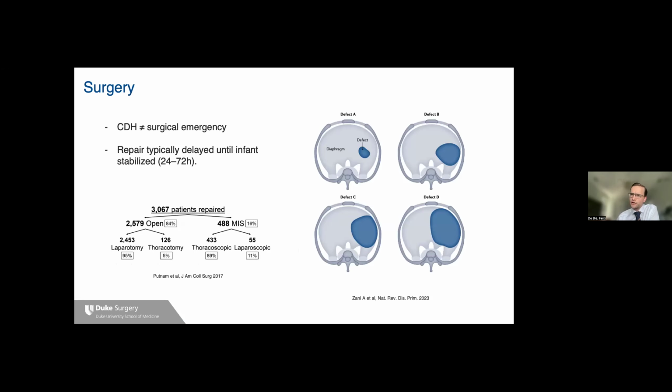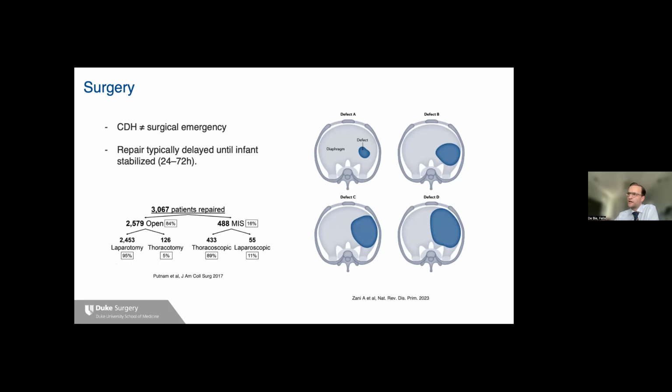Talking about surgery, CDH used to be a surgical emergency. So when there was a diagnosis, people agree that the stabilization immediately after birth is key and takes precedence over surgical repair. That said, the large majority of infants are taken to the OR in the first 24 to 72 hours.